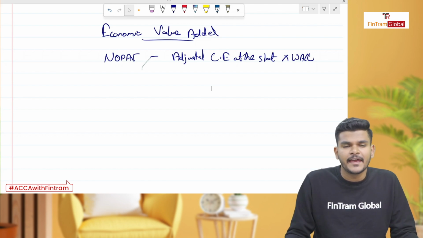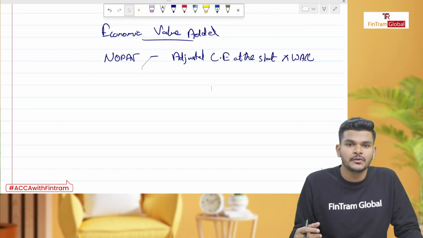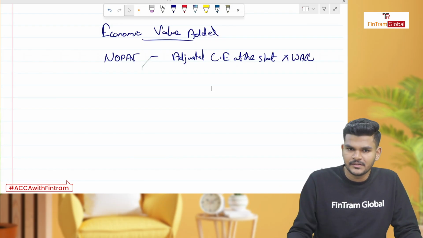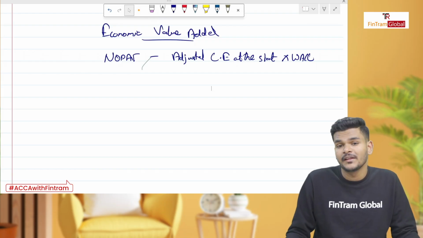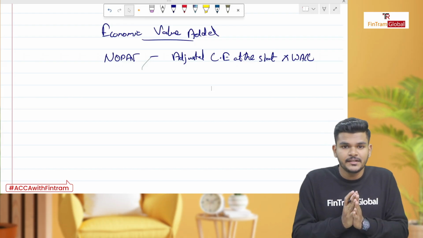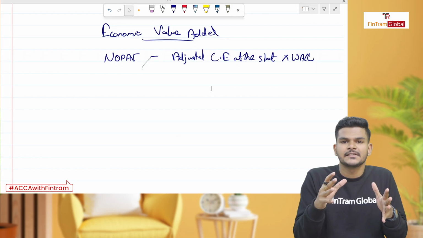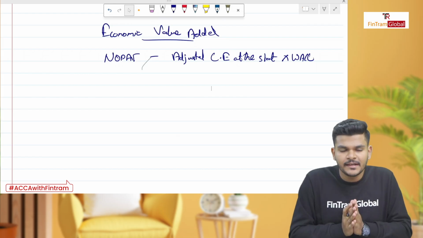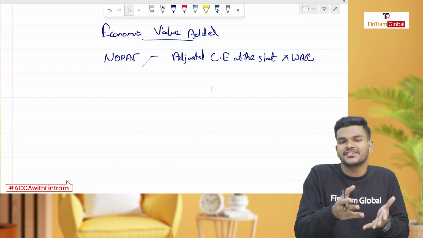And again, EVA, since it's a new measure, might be difficult for certain managers to comprehend. So we may have to provide them with a sufficient amount of training and understanding of how this particular measure works and what all adjustments are there. And of course, economic value added has an advantage: it's closer to the cash base or cash flows, right? Because we're deducting all the non-cash expenses, right?